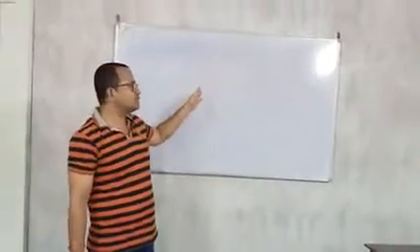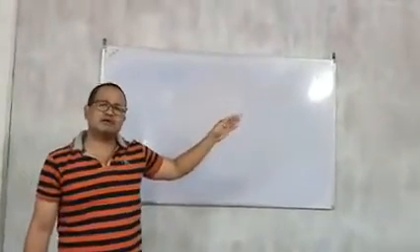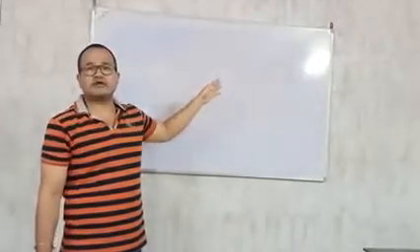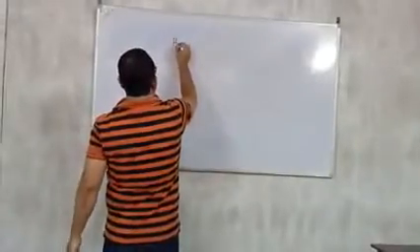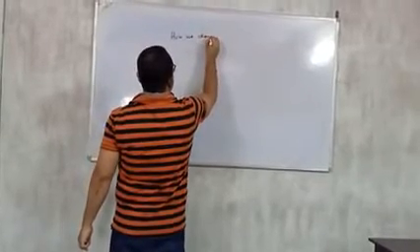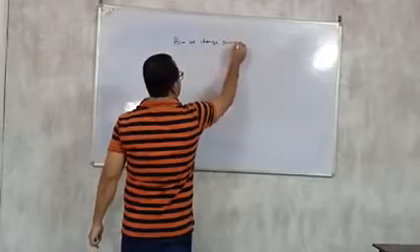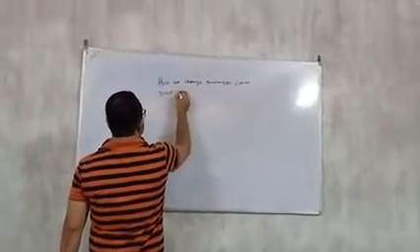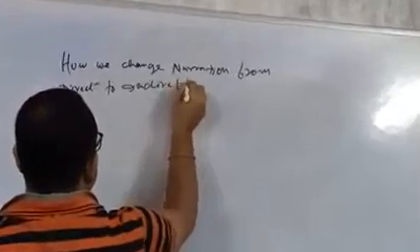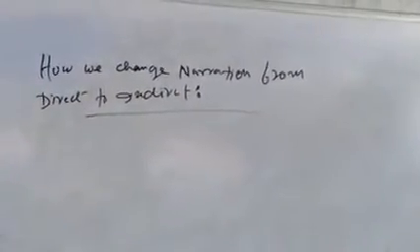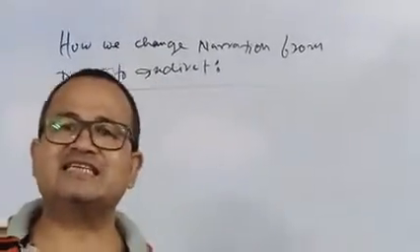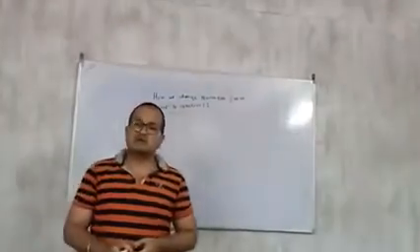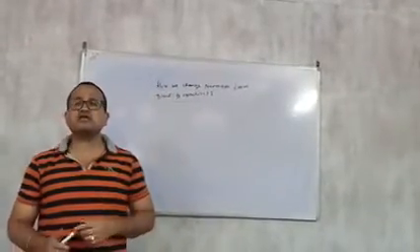I am going to tell you the important things, or you can say the rules or discipline, which we have to follow when we change narration from direct to indirect. So this is the headline: how we change narration from direct to indirect. This is the most essential part of changing narration. You have to know these things, otherwise you will always be in confusion when we change narration from direct to indirect.